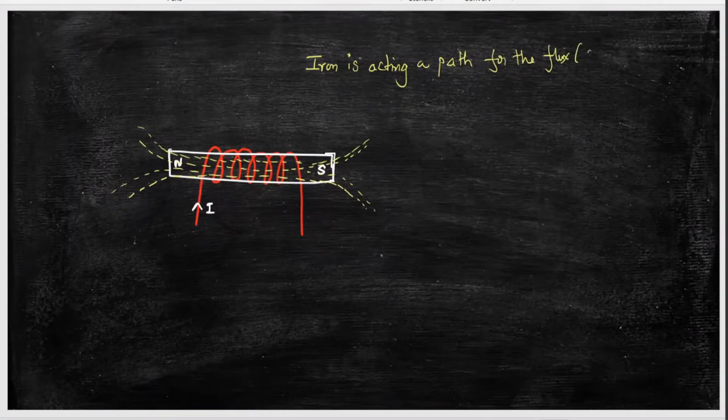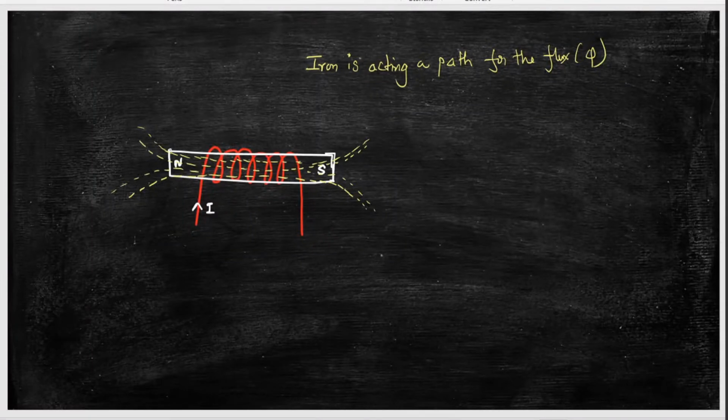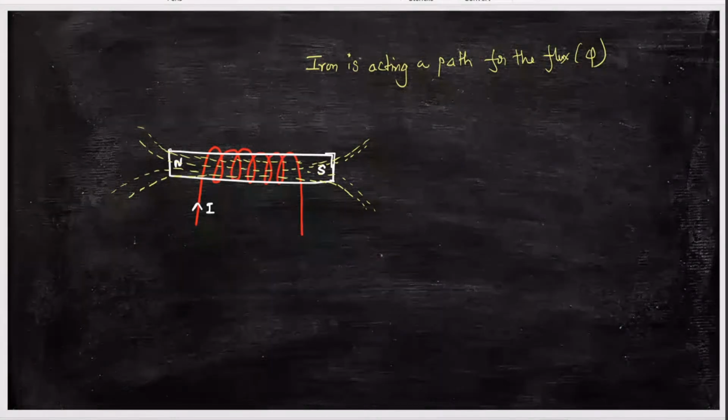Generally, flux is represented with phi. So the iron is acting as a path for the flux. Suppose you have iron and air as paths for the flux, definitely the flux will take the iron path, because iron has low reluctance compared to air. So the lines of flux will tend to move in the iron path only.